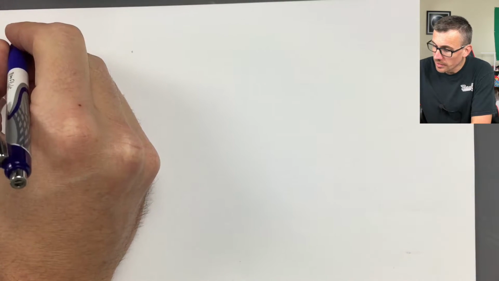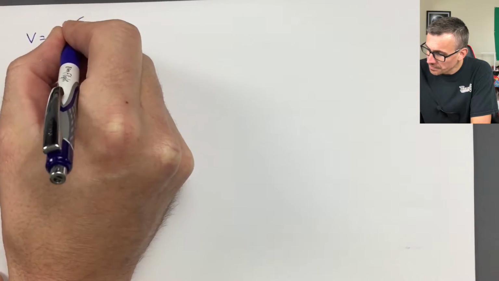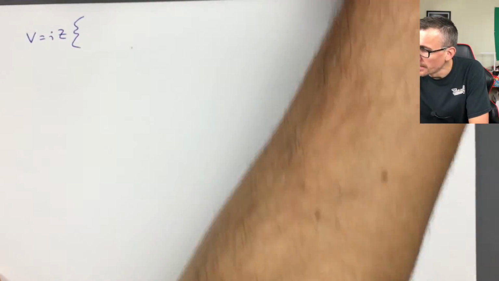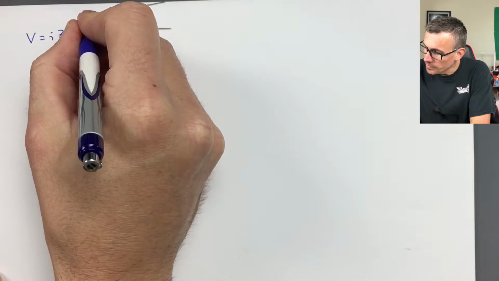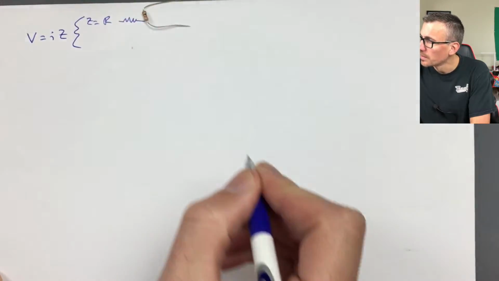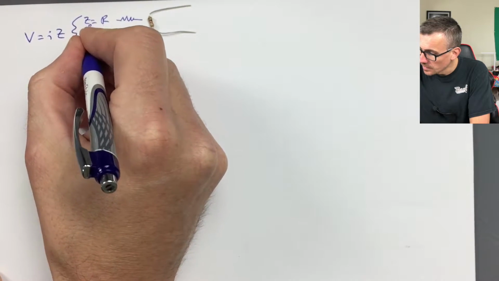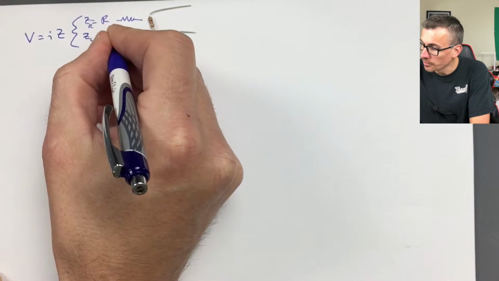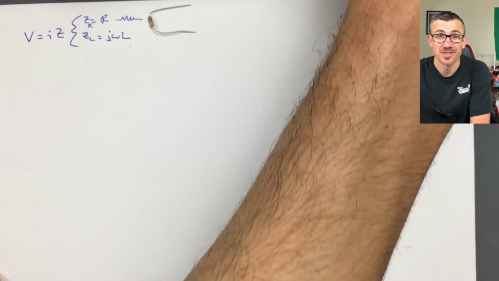And that allowed us to really generalize Ohm's law. So instead of writing V equals IR, we can write V equals IZ now. And if Z is a resistor, Z is equal to R for our resistor here. And for an inductor, ZL, we had that it was equal to a pure imaginary, j omega L. There's an inductor right here.